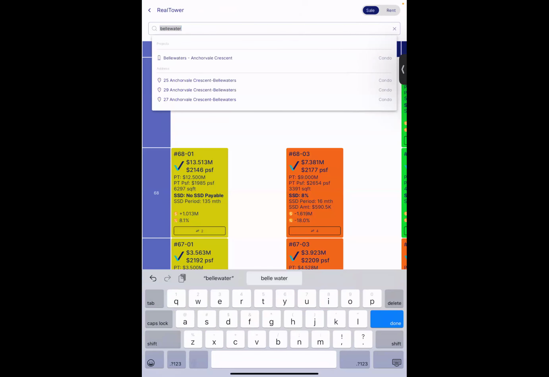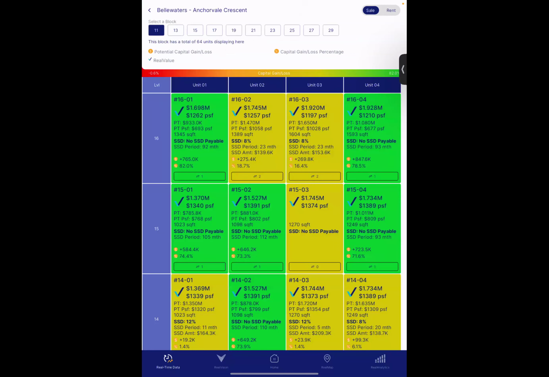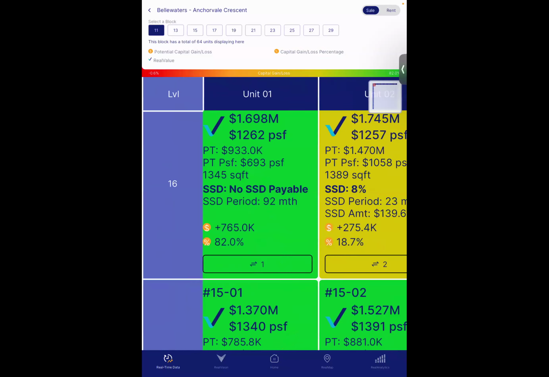Bellwaters. Okay. So Bellwaters, once you click into the project, you can straight away see on the top, there's different blocks. So you can see block 11, block 13, block 15, 17, all the way to 29, all the blocks. Each individual block shows you a tower view. Left side is the floor level. On the top, it is the unit, the stacks. So you can see 1601, unit 1601, information.